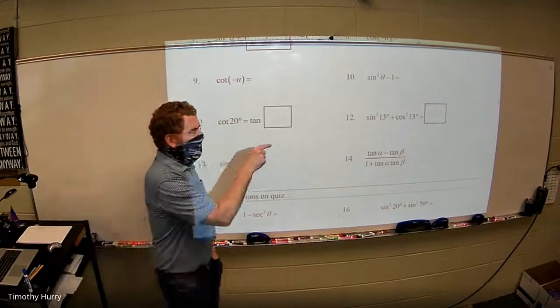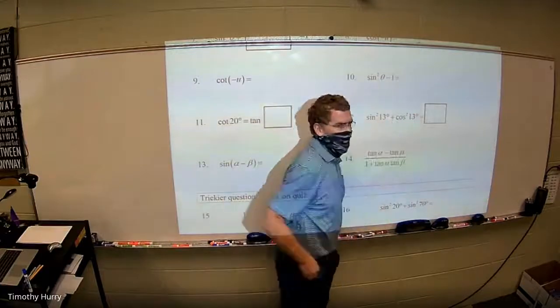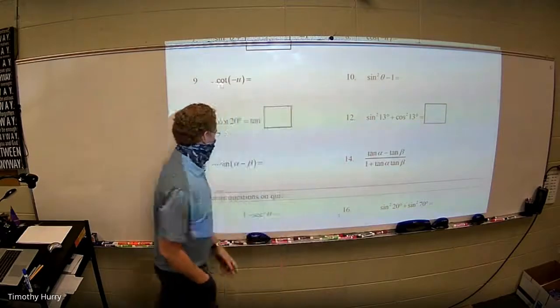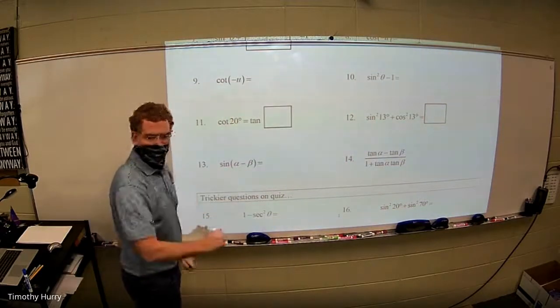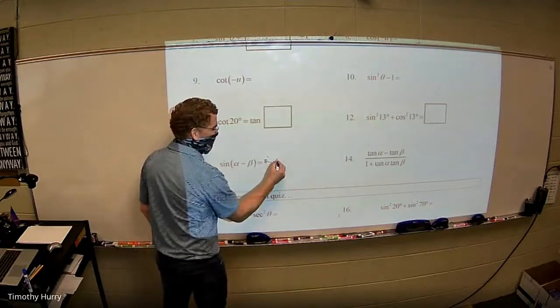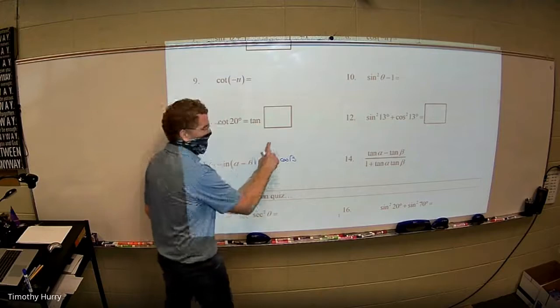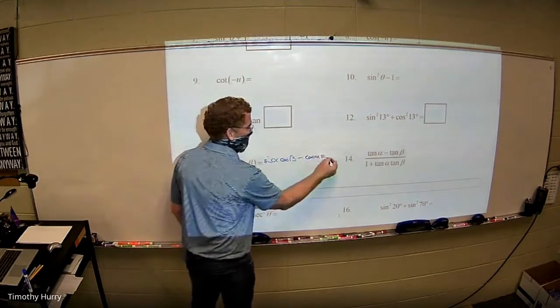Sine cubed 13 plus cosine, sine squared 13 plus cosine squared 13. 1, because it doesn't matter as long as the angles match, right? Sine of alpha minus beta. Let's see. Sine of the first, cosine of the second. Minus. Keep that. Cosine of the first, sine of the second. Great.